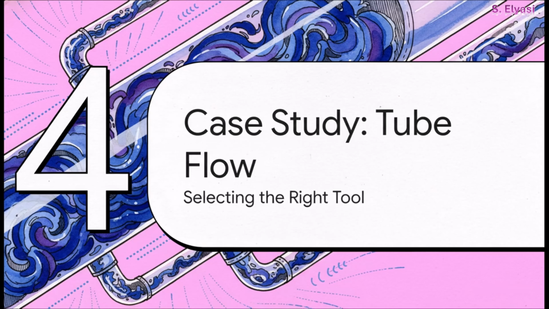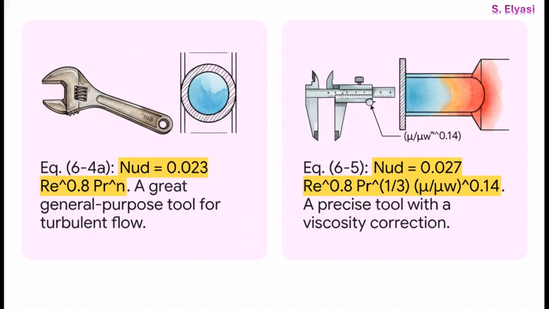Flow inside a tube is probably the single most common forced convection problem you're ever going to see. So for our case study, let's say our geometry is a tube, and we've already done the math and found a high Reynolds number, so we know for sure the flow is turbulent. So we open up our toolkit and we find a couple of options for turbulent tube flow. Here are 2 of the big ones.